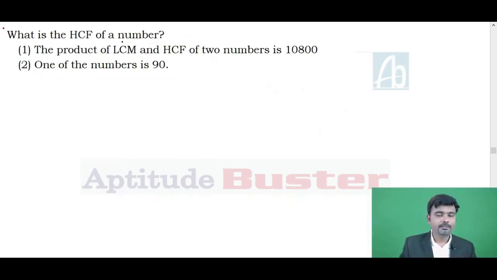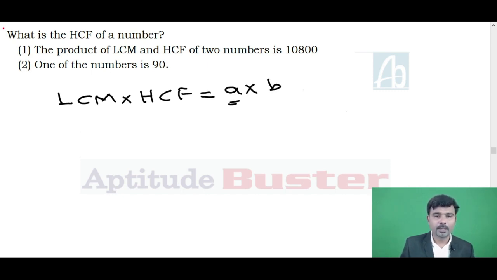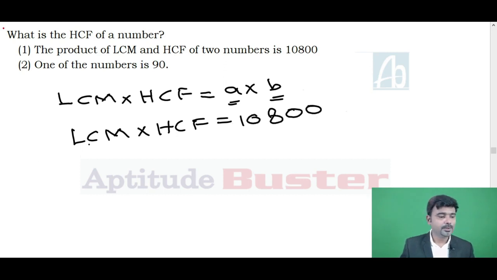What's the HCF of a number? The first statement, the product of LCM and HCF of two numbers is 10,800. Second, one of the numbers is 90. Listen, you need to remember one concept. LCM into HCF is equal to the product of two numbers. Say A into B. The product of two numbers is equal to the LCM of the two numbers into the HCF of the two numbers. Here LCM into HCF is given as 10800.